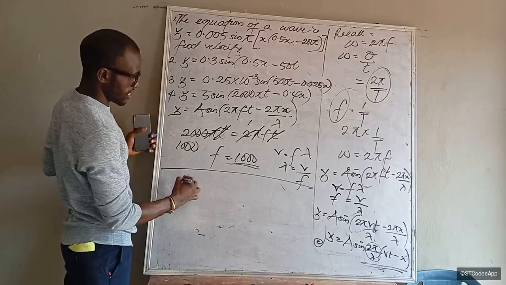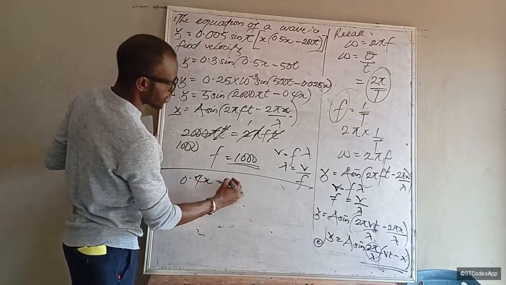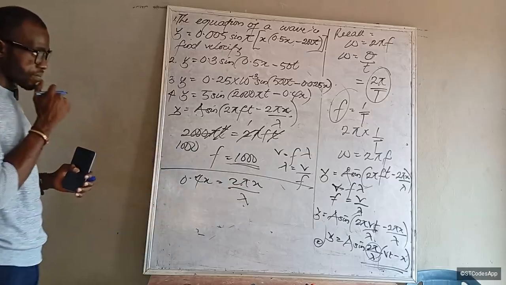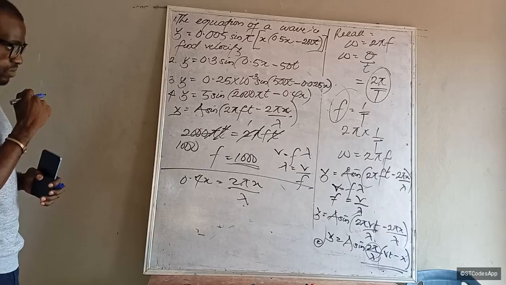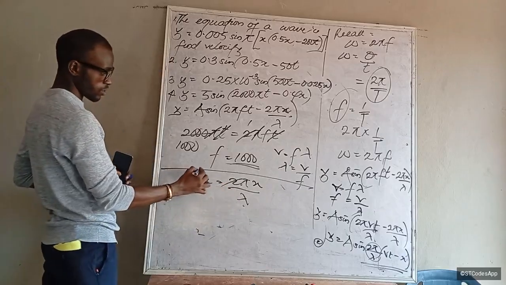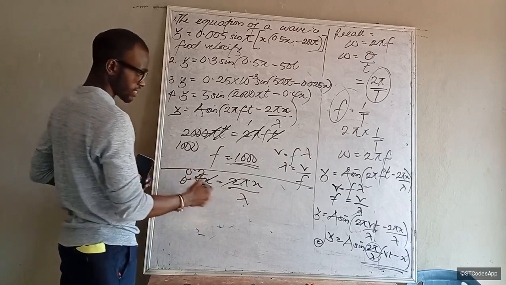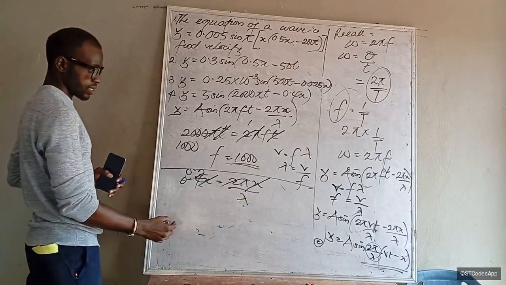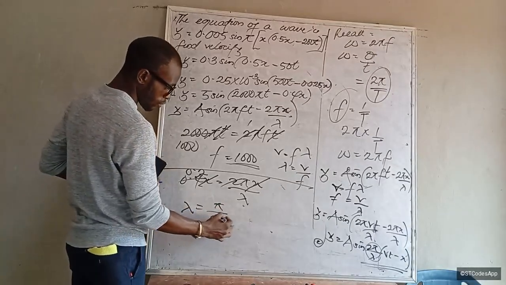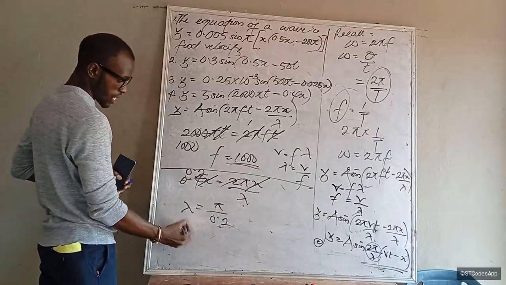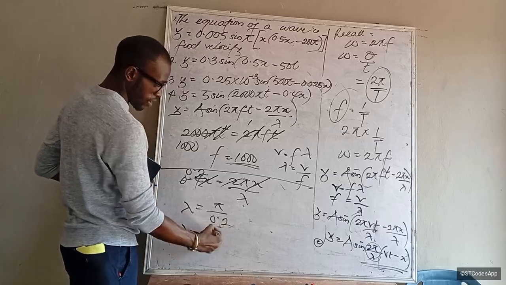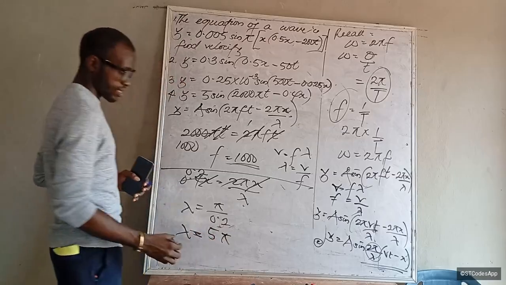Let's equate it again. 0.4x is equal to 2 pi x over lambda. We divide both sides by 2, here 1, here 0.2. x cancels x. Then lambda will be equal to pi over 0.2. And lambda is equal to this 1 over 5, that will be 5 pi.